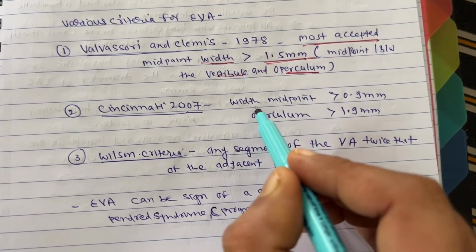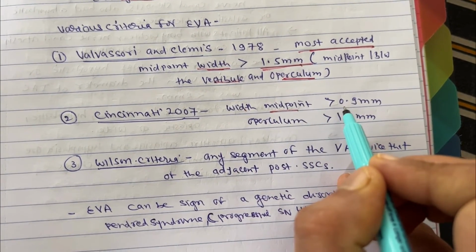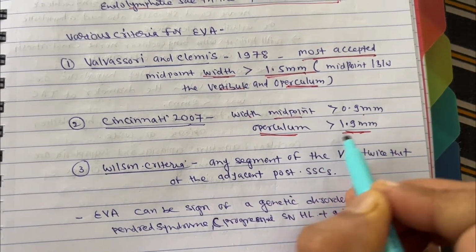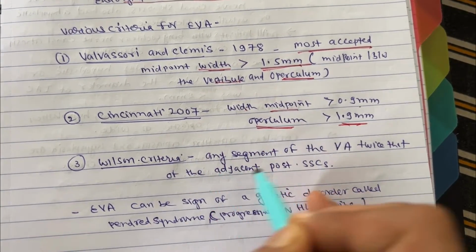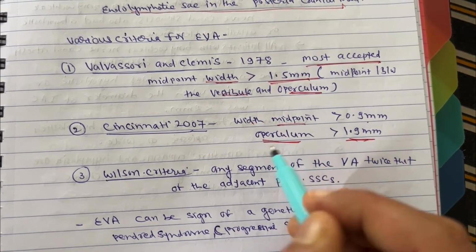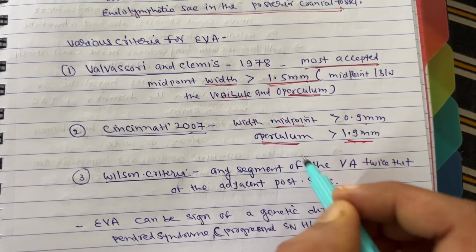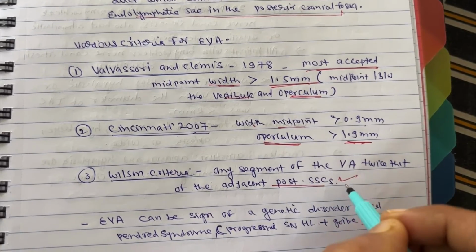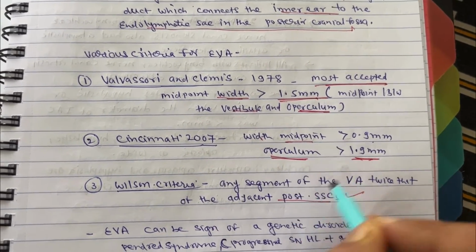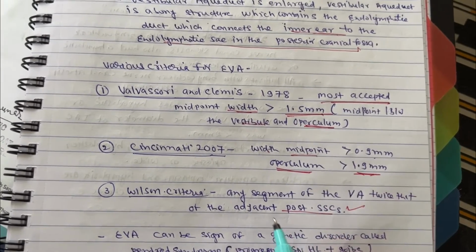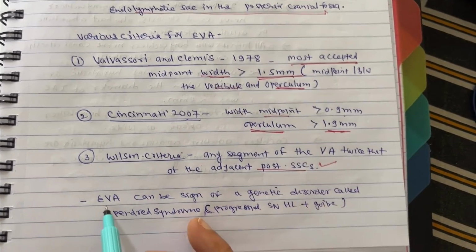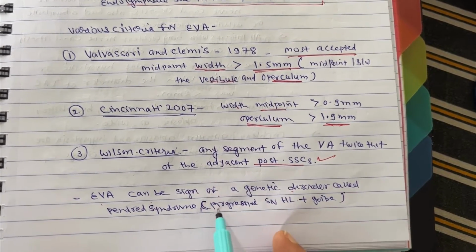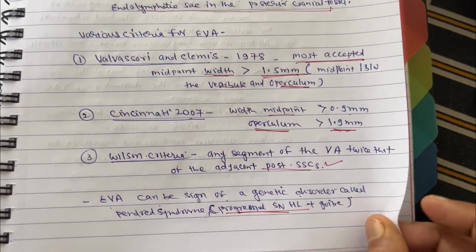Cincinnati criteria in 2007 said the midpoint width is more than 0.9 mm, and at the operculum level, if it is more than 1.9 mm, it is called dilated. In Wilson's criteria, any segment of the vestibular aqueduct adjacent to the posterior canal, if it is more than twice the diameter of the posterior semicircular canal, or of any canal, horizontal or posterior, it is most likely a dilated, enlarged vestibular aqueduct. An enlarged vestibular aqueduct can be a sign of a genetic disorder like Pendred syndrome, in which progressive hearing loss is associated with goiter.